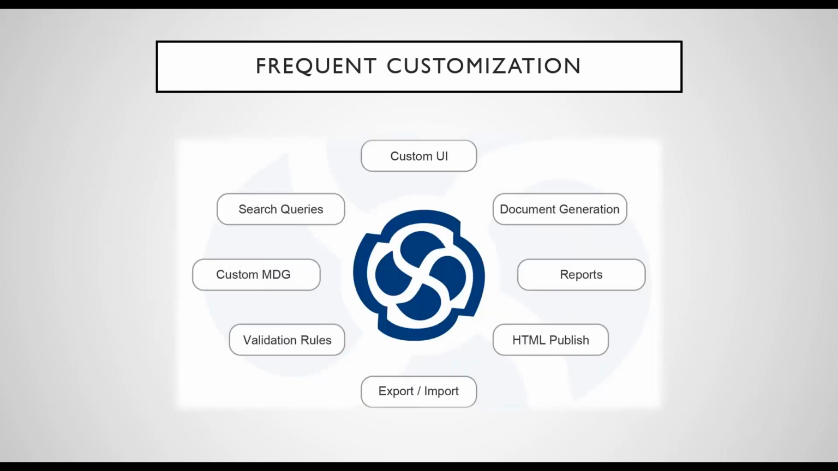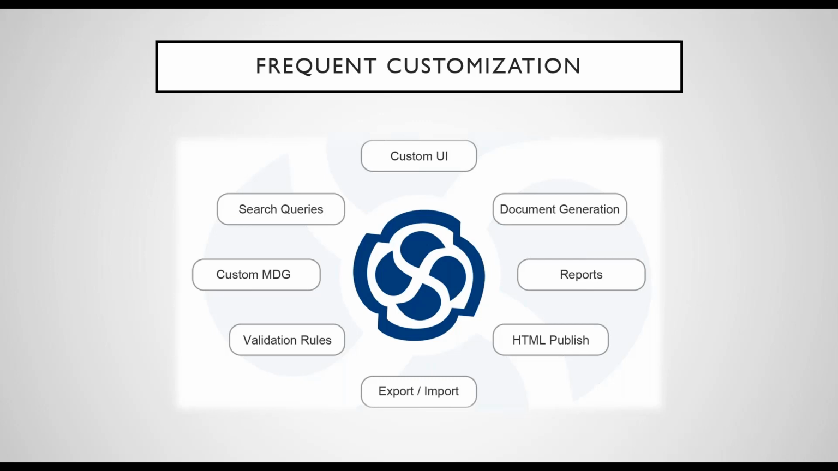So this is a list of frequently customized core functionalities in EA. Even though all these core features have significant standalone capabilities, automation helps in enhancing the features further. For example, extending custom user interfaces, creating document generations or hybrid document generations, creating some complex reports, or even automating things like HTML publish or any document generations.